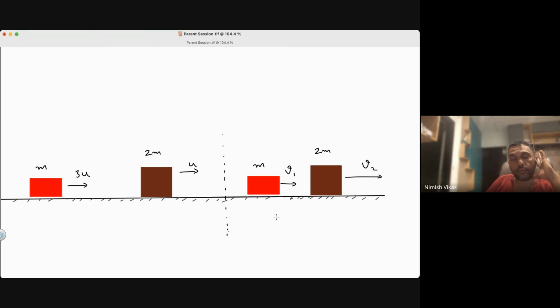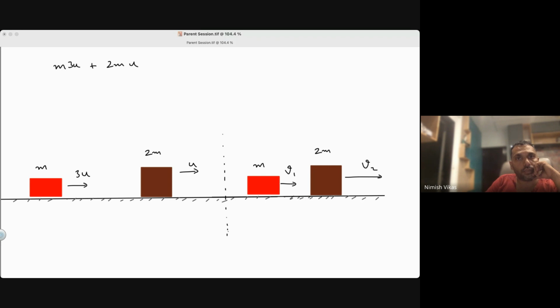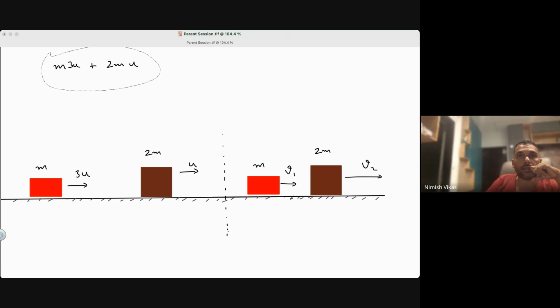If you don't say, we'll just close this thing and we'll go back up for today. M into 3u plus 2m into u is equal to mv1 plus 2mv2. Yeah, absolutely right. That is one of the equations we'll write. And the other equation depends on whether it was elastic, non-elastic, or what is the distribution. Right, guys?